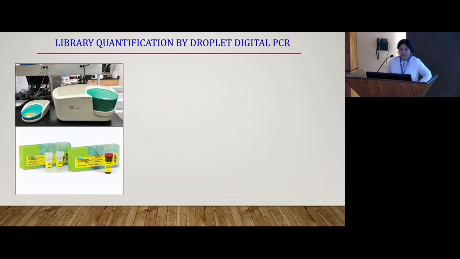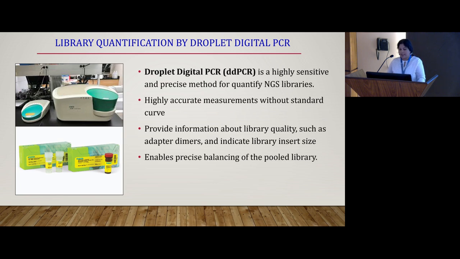The next quantification method is ddPCR, that is, droplet digital PCR. It contains all the necessary components to create droplets and quantify your NGS library. ddPCR is a highly sensitive and precise method for quantifying NGS libraries. It gives highly accurate measurements without the use of a standard curve, provides information about library quality such as adapter dimers, and indicates the library insert size. It enables precise balancing of your pooled library.